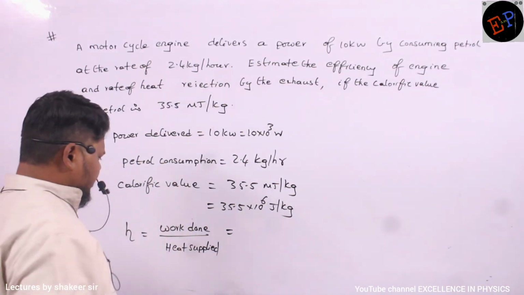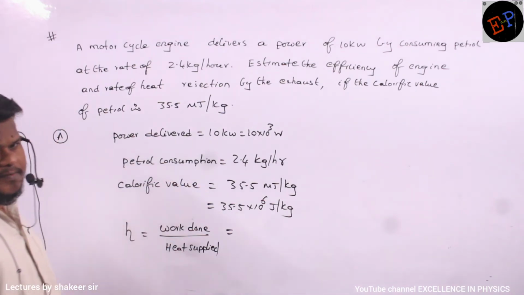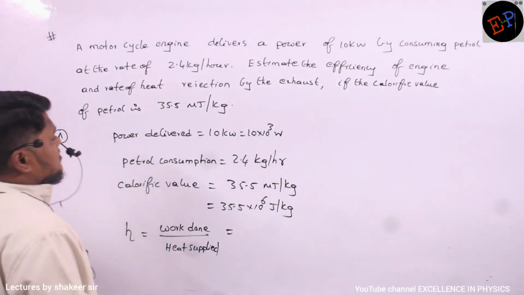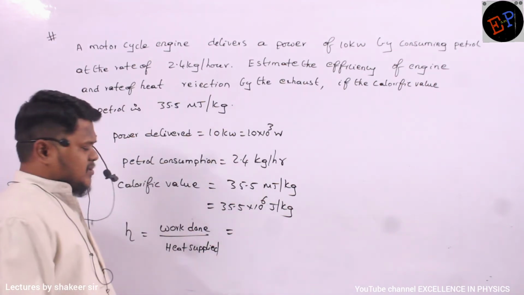So here, what is meant by work done? Work done is nothing but the power which is delivered by the engine. Okay. So the engine is delivering how much power? 10 into 10 power 3. Okay?